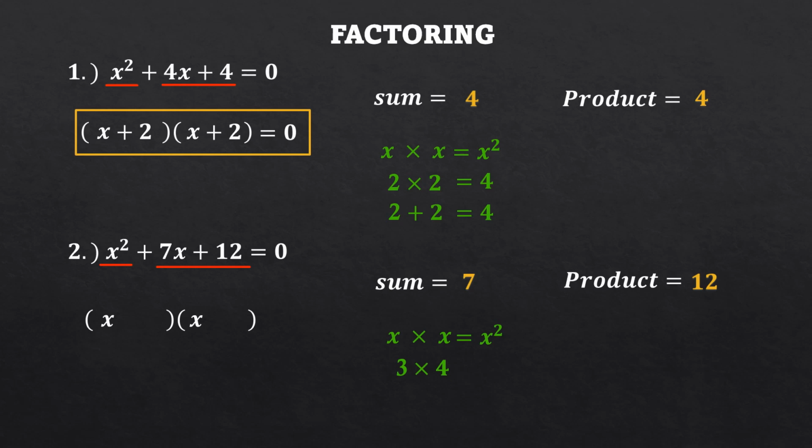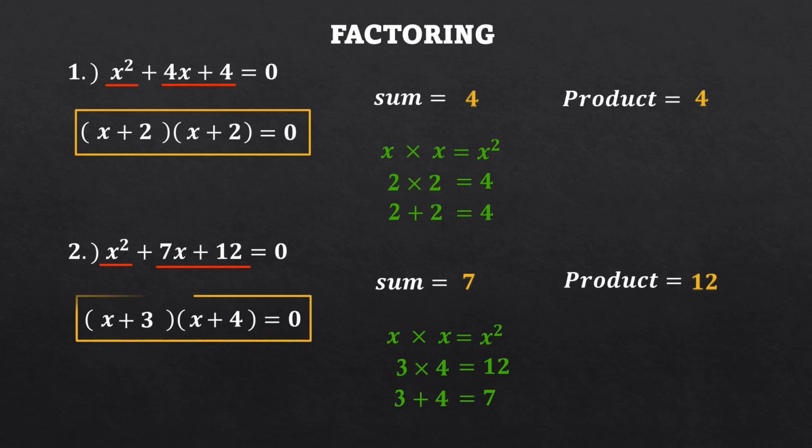Let us check. When you multiply positive 3 times positive 4, the result is positive 12. And when you add positive 3 plus positive 4, it is equal to positive 7. The two numbers satisfy the sum and product of the two numbers. So, the missing numbers are positive 3 and positive 4. Therefore, the factor of the given quadratic equation is x plus 3 times x plus 4 is equal to 0.